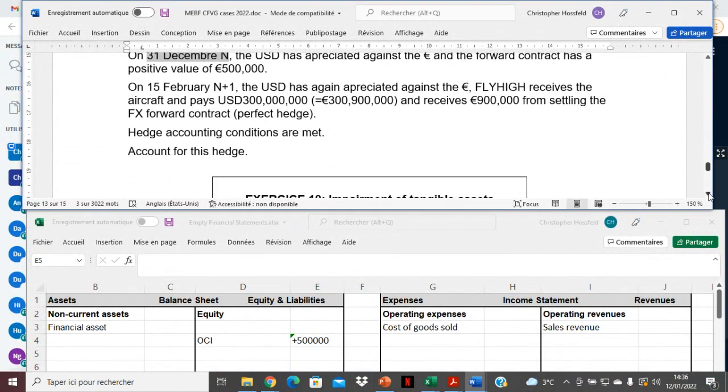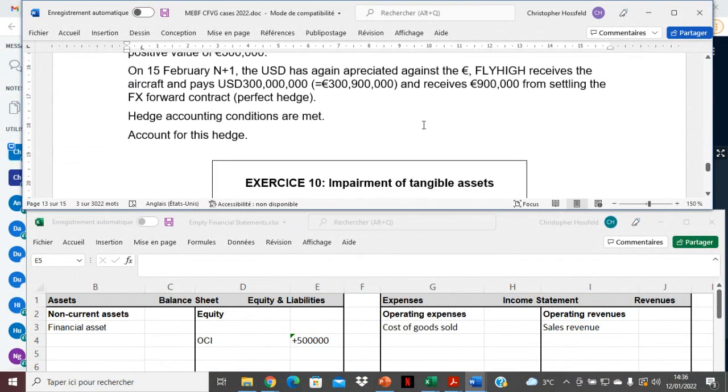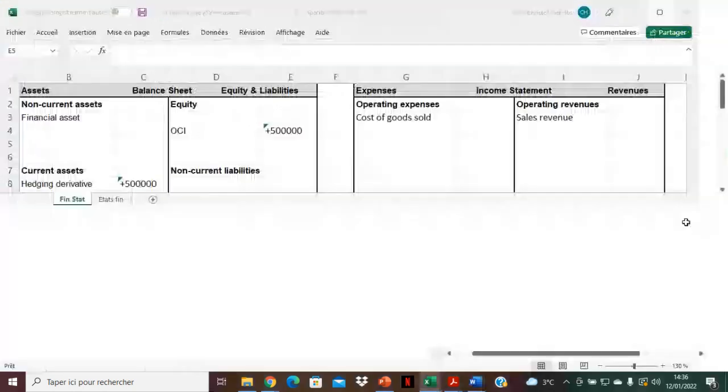And now we move forward to February 15, where several things happen. First of all, the aircraft is delivered, and I take possession of the aircraft. And also, I will settle my currency future, for which I will receive 900,000. Now there are different ways to do this. When I take possession of my aircraft, I need to pay $300 million, and at the date of executing the contract, February 15, that means I have to pay 300.9 million euros.